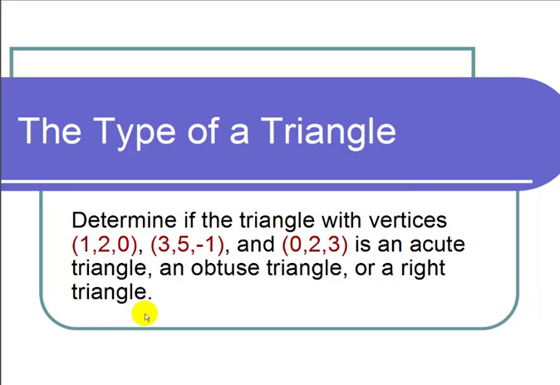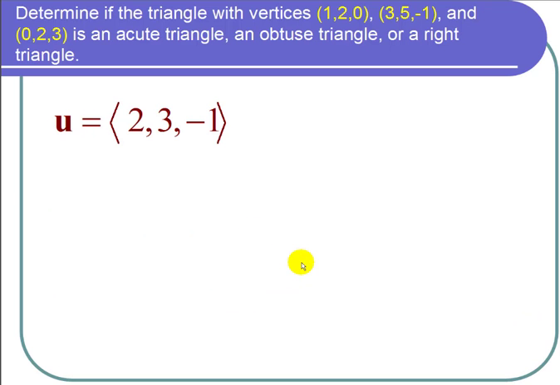So I'm going to find vectors that go from the first point to the second point, the first point to the third point, and the second point to the third point. First, let's call the first point to the second point vector u. And that's 3 minus 1 is 2, 5 minus 2 is 3, negative 1 minus 0 is negative 1.